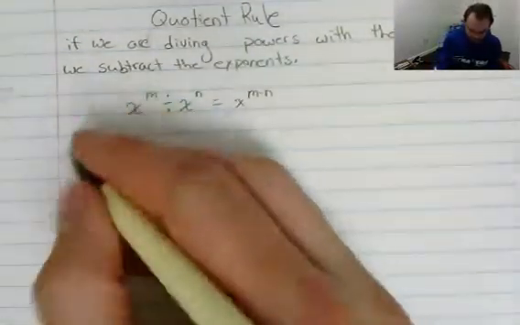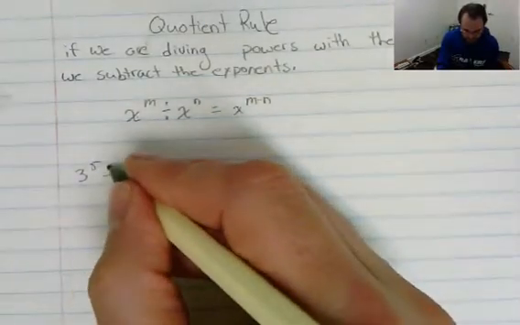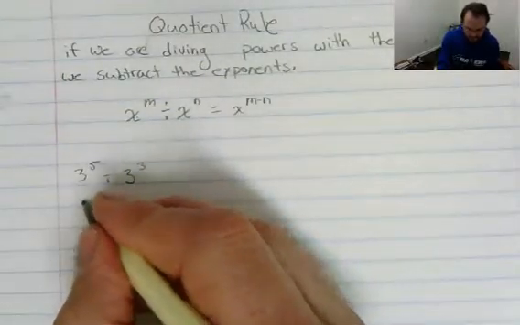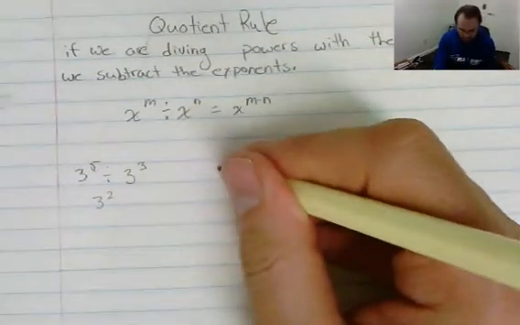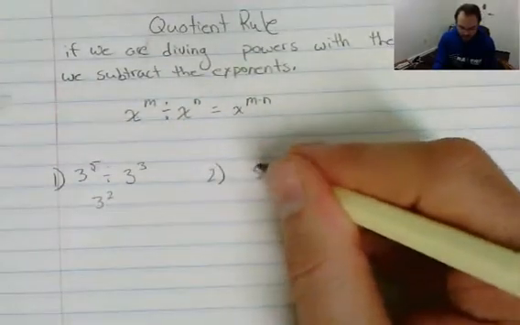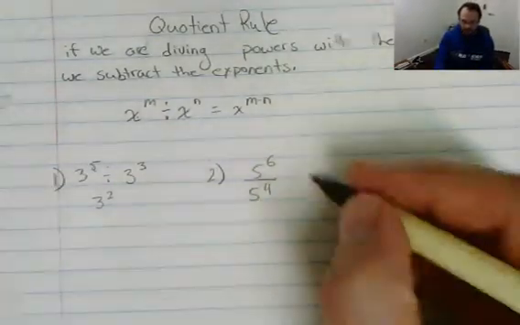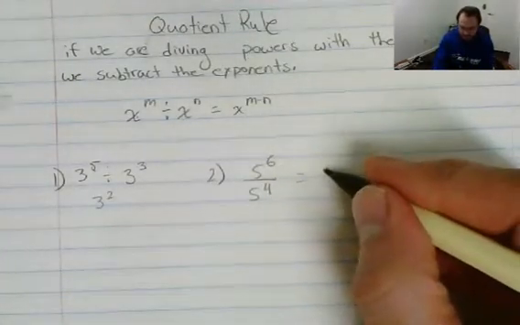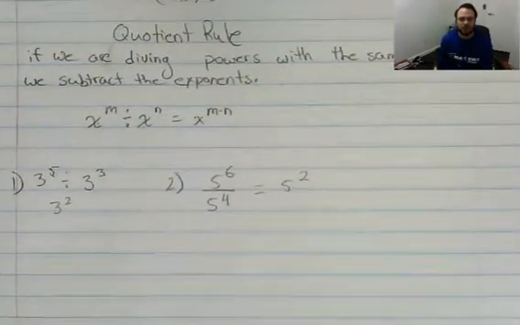So let's try 3 to the power of 5, and we're going to divide that by 3 to the power of 3. Well, that's going to be the same thing as 3 squared. 5 minus 3 is 2. Now, what if I wrote it like this? There's example 1, example 2. 5 to the power of 6 all over 5 to the power of 4. I look at that there. This is 6 minus 4. That's going to give me 2. So that's the same thing as 5 to the power of 2. We just subtract them.